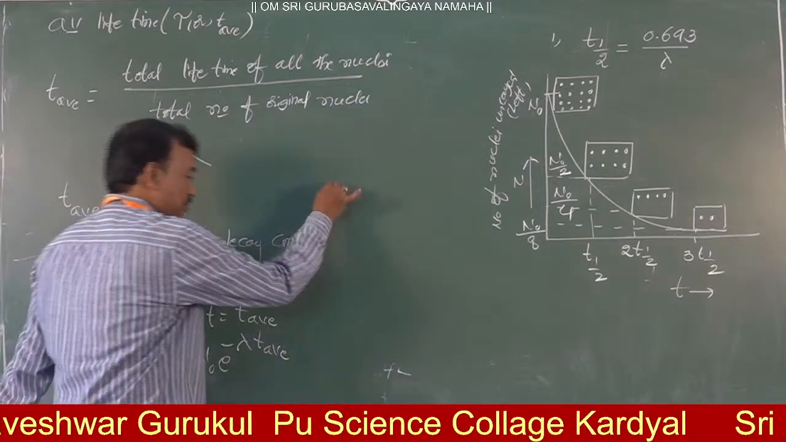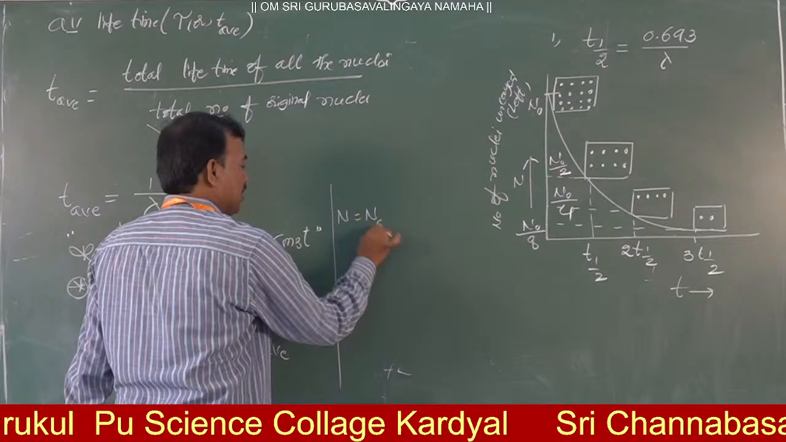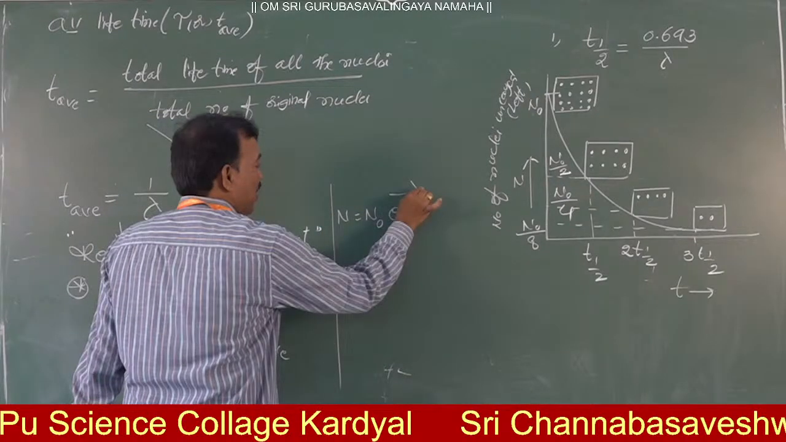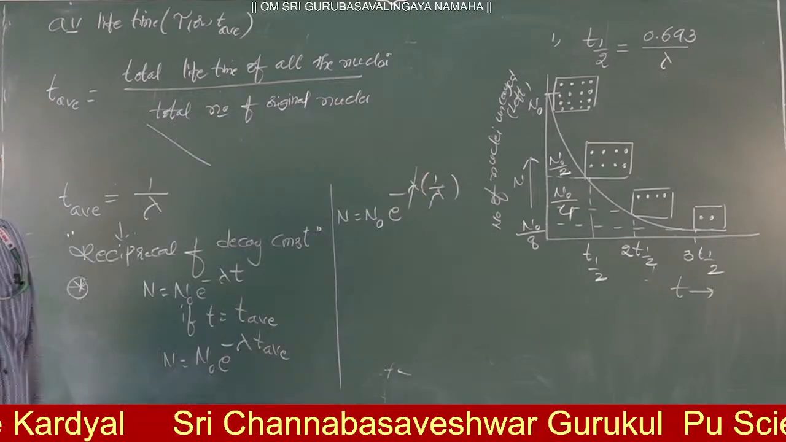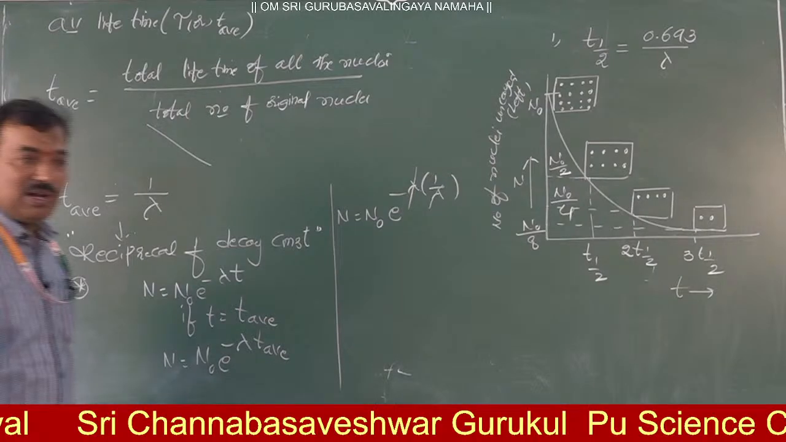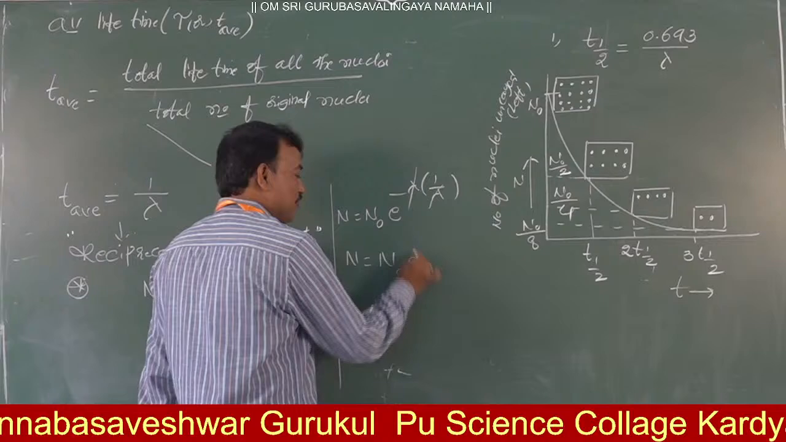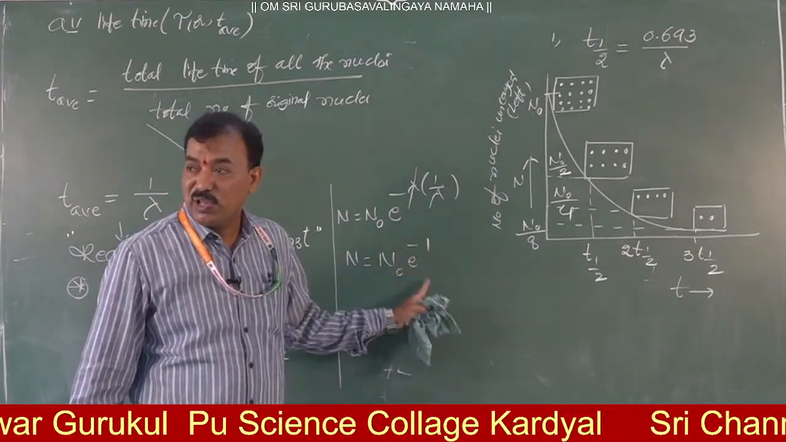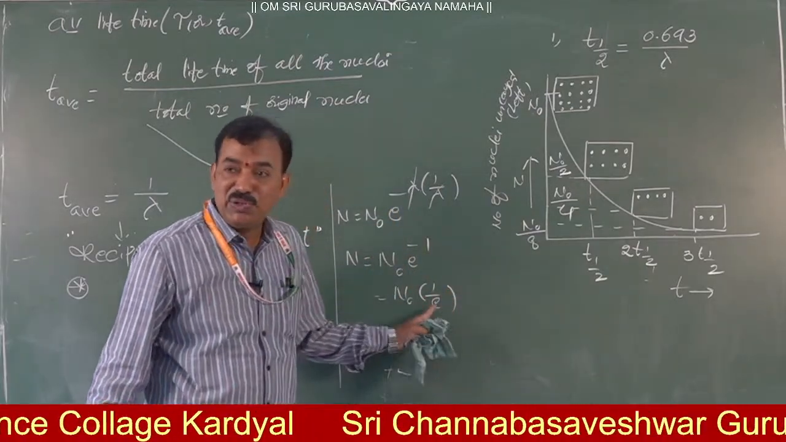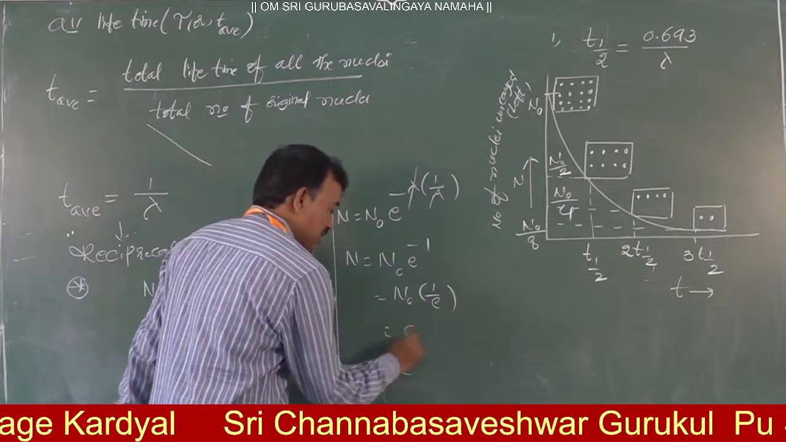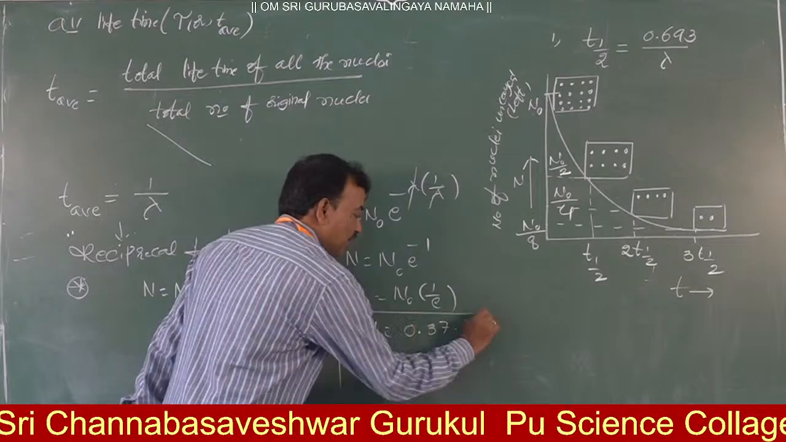So n is equal to n naught into e to the power of minus lambda into t average, which is 1 by lambda. The lambda cancels. So n is equal to n naught into e to the power of minus 1. That is 1 by e. What is the value of 1 by e? 0.37. So n is equal to 0.37 into n naught.